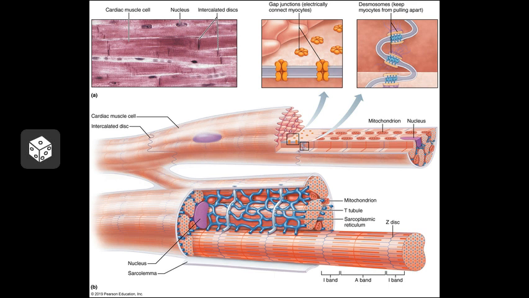Another characteristic is there are only 1 or 2 rather centrally located nuclei. And then the big characteristic is these intercalated discs that you see here, which are gap junctions. If you don't remember what gap junctions are, you should go back to A&PII.